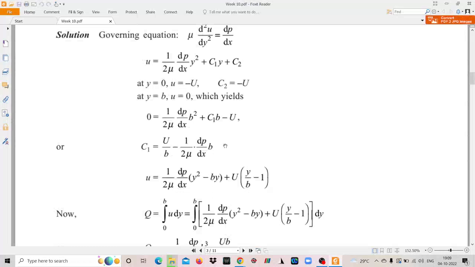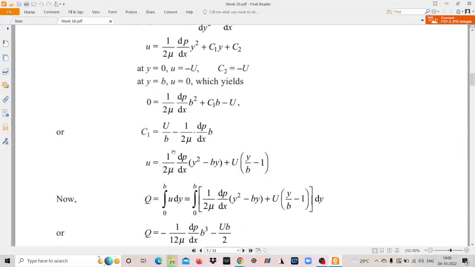Simply substituting the values of c2 and c1 in this equation, we get u is equal to 1 by twice mu dp dx y square plus u times y by b minus 1. Now you can see that u varies with y, and the variation is parabolic in nature because the y square term is there.